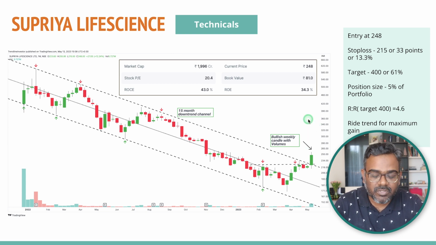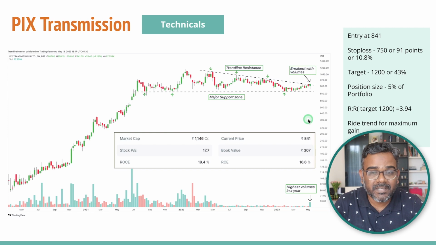So that's the fourth stock. The fifth stock for today is PIX Transmission. Now, a lot of you have made very good money in this stock. The stock went up almost from 80-odd levels to 1000 levels in the last couple of years. A crazy multi-bagger, but I think the performance is not done yet. So I think there is some more potential in this company.